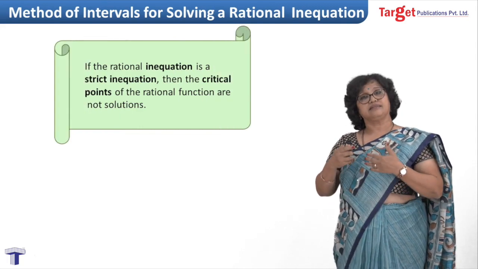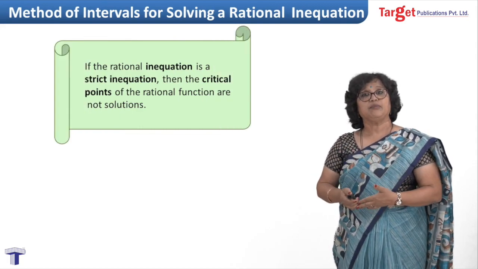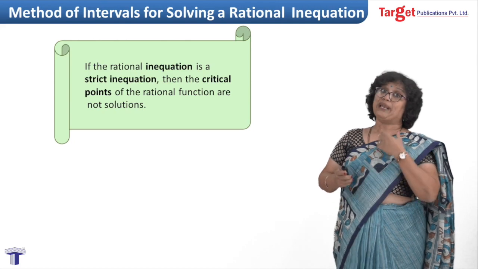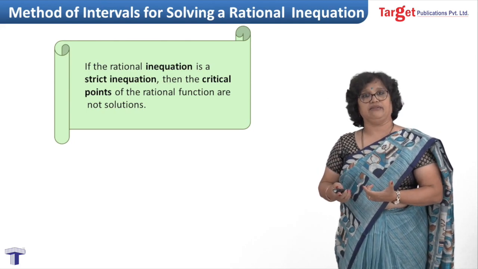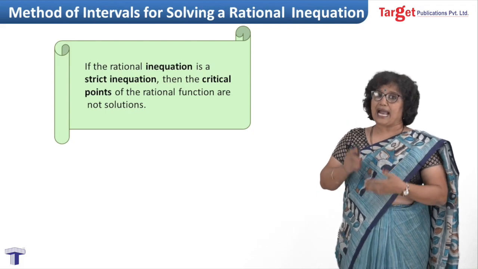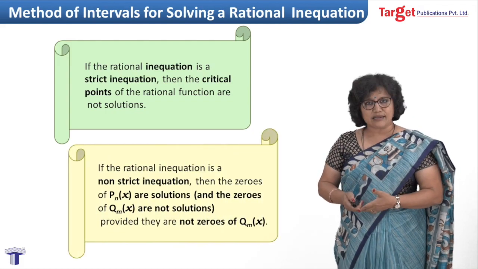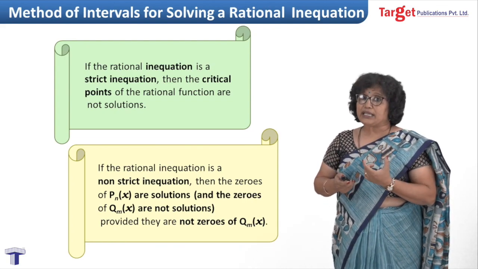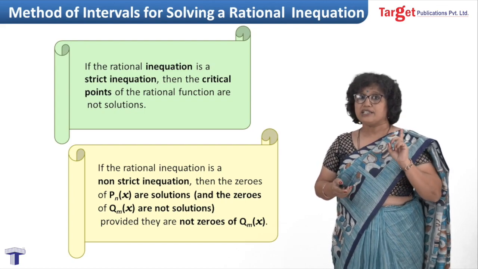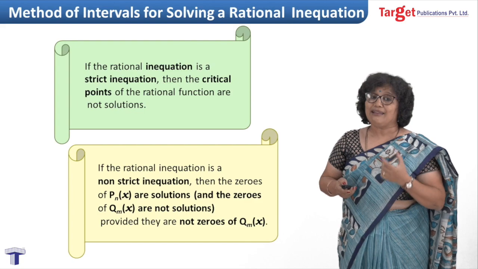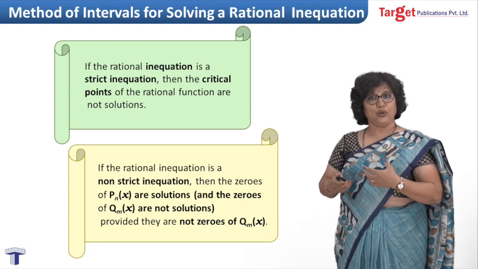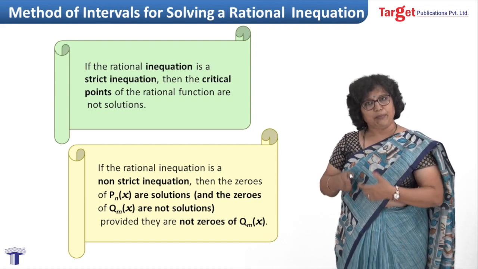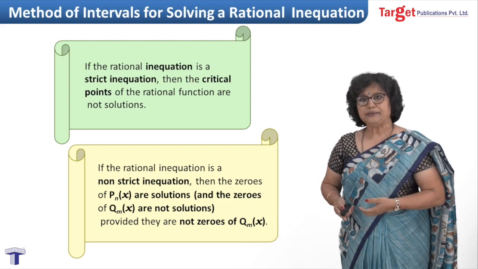We started with a strict inequation and found that its critical points are not solutions. Now if the inequation were non-strict, then the numerator's critical points would have satisfied the inequation. So if the inequation is non-strict, the critical points of the numerator participate. Numerator means P(x). If you recall the definition we gave for a rational function, we wrote R(x) equal to P(x) upon Q(x). So if I say numerator, I mean P(x), and the critical points of P(x) will participate in the solution set.